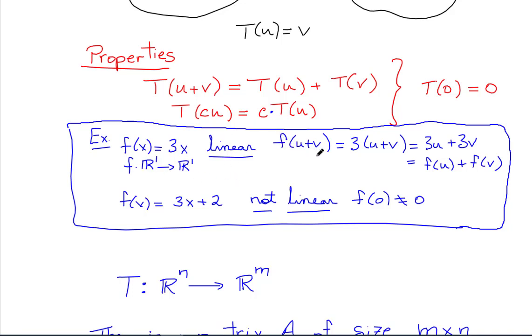F of u plus v is 3 times u plus v, which we can distribute. I get 3u plus 3v, which is f of u plus f of v. So yes, it is linear. What about f of x is 3x plus 2? Well, this is not linear because f of 0 is not 0.